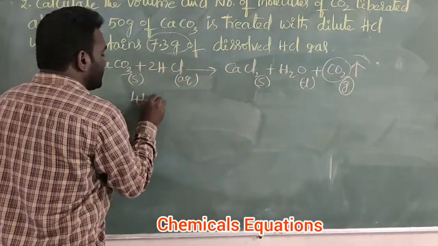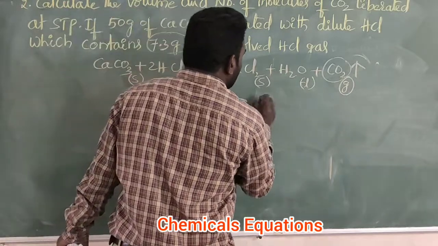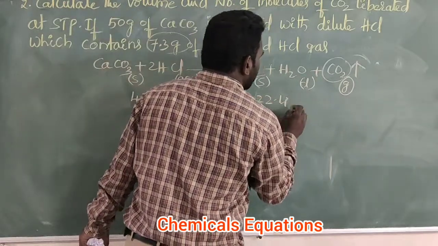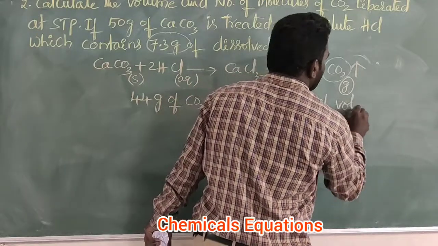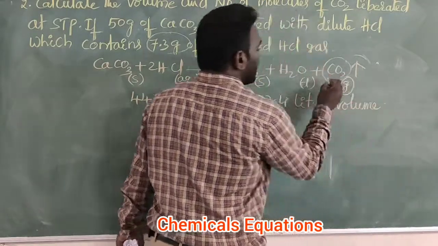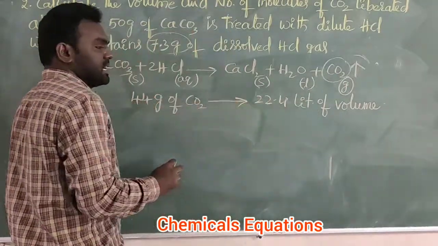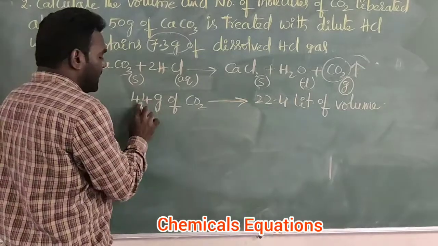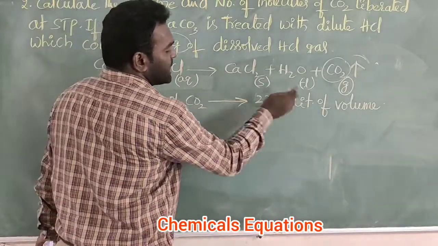So see here, 44 grams of carbon dioxide occupies 22.4 liters of volume. Here the coefficient of carbon dioxide is only 1, so directly I am writing that this is 1 mole. Therefore 44 grams of carbon dioxide contains 22.4 liters of volume.